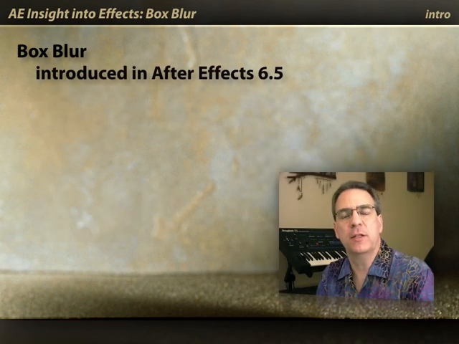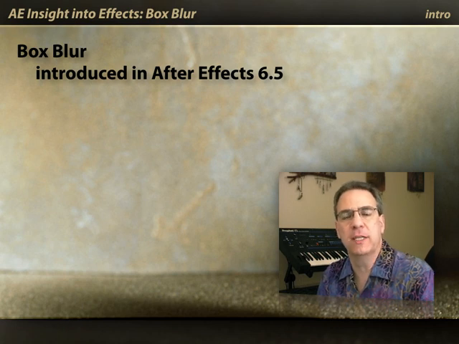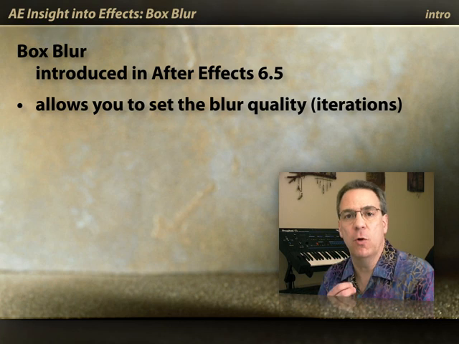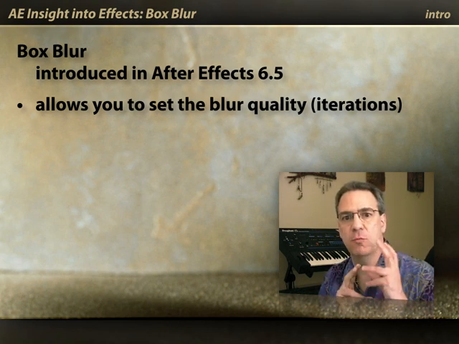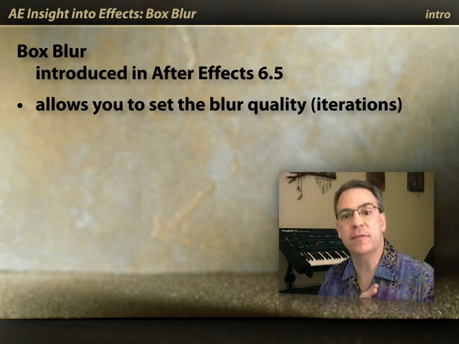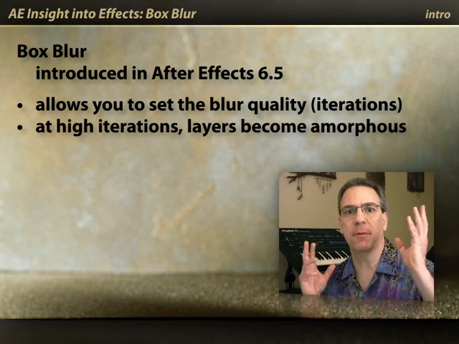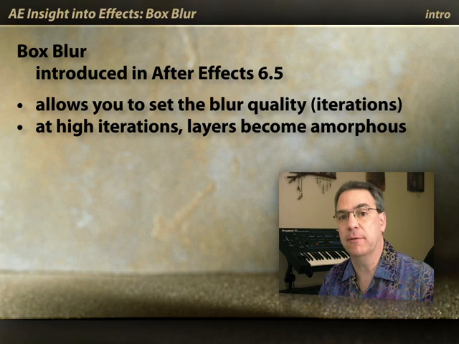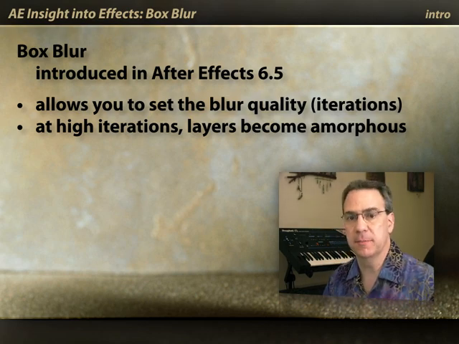Box Blur is a relatively new addition to the Blur and Sharpen toolkit in After Effects. It basically allows you to decide how high of a quality the blur is. Is it very rough and boxy looking, or is it very, very smooth to the point where you can just atomize layers and text into thin air? It's one of my favorite effects because you can fine-tune how it looks. Let's play around with it for a minute.